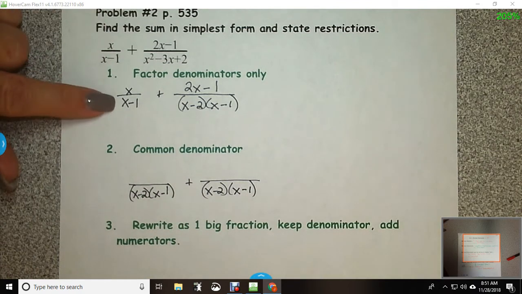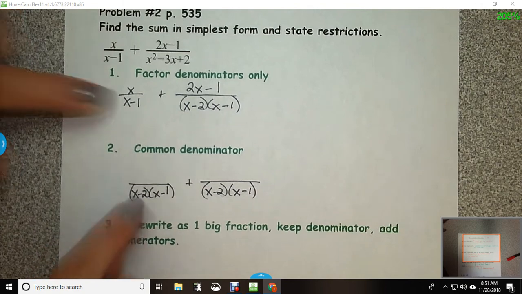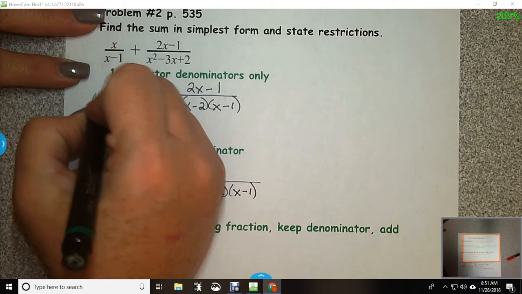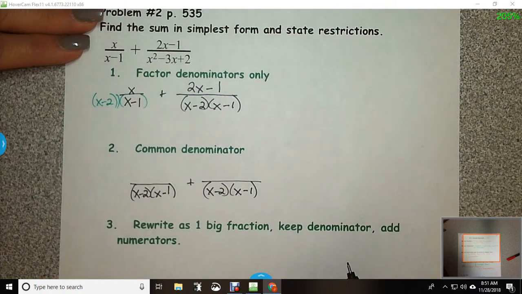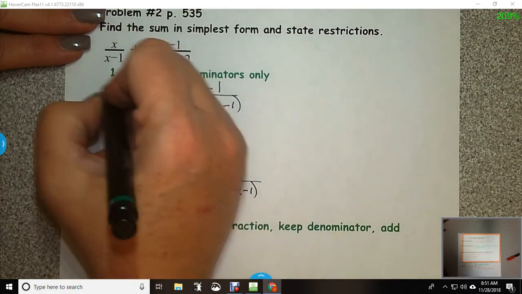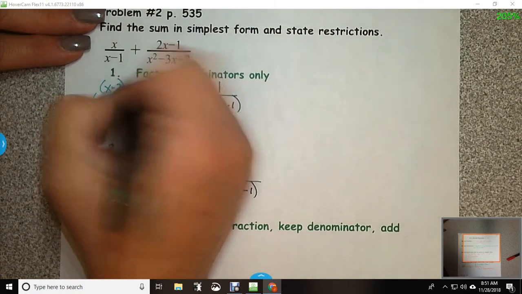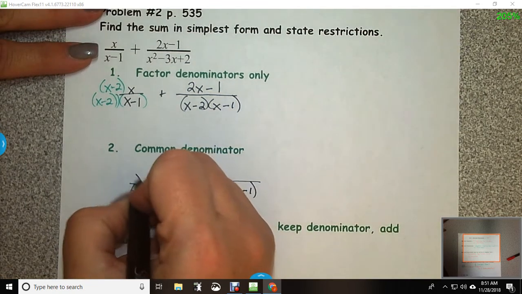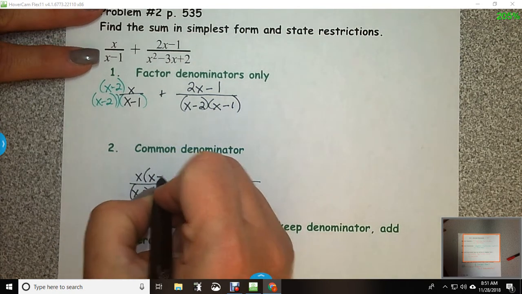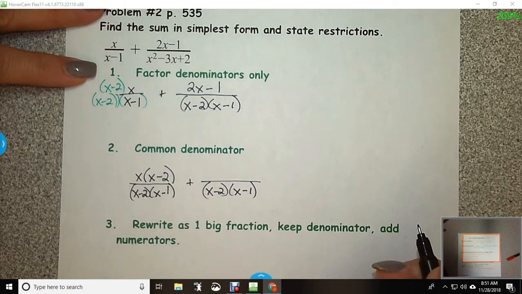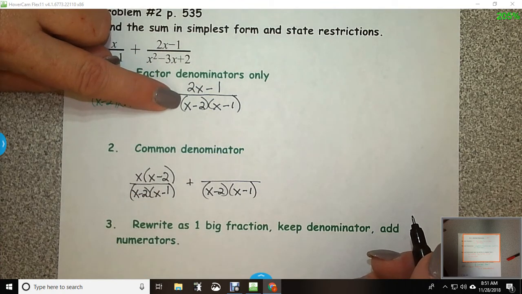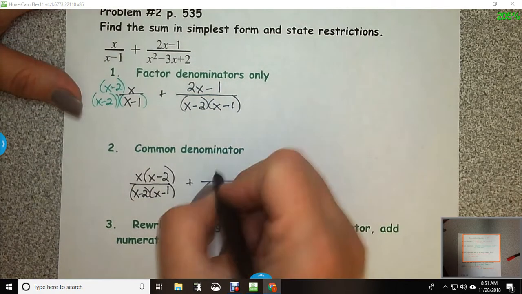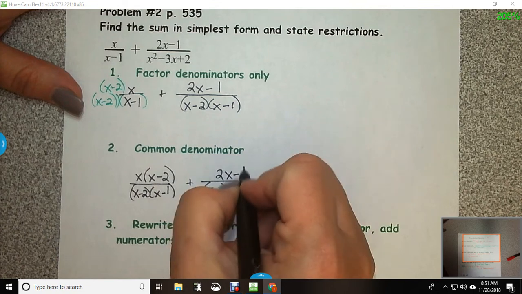So to fix this fraction, to get an x minus 2 on the bottom, I have to multiply this times x minus 2. If I multiply the bottom by x minus 2, I have to do it on the top as well. So the top of that one is x times x minus 2. The second fraction already has both of those factors, so I don't have to fix the numerator or the denominator. So I'm just going to recopy my 2x minus 1.